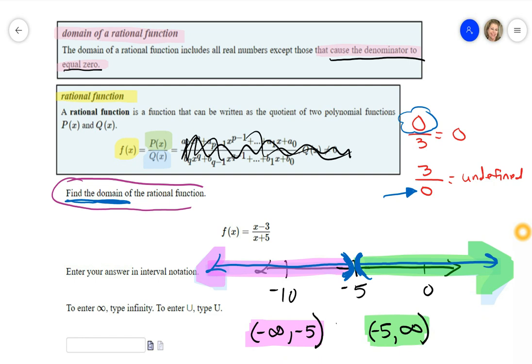And then you're simply going to put a U in between. That's the union symbol. It just means you're going to take everybody in this group and everybody in that group and put them together in one big happy group because there's no overlap. And that's what I would be sticking in right here.